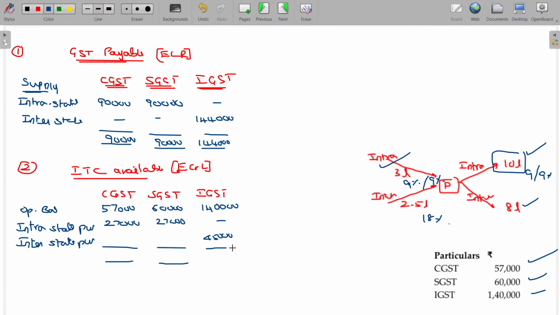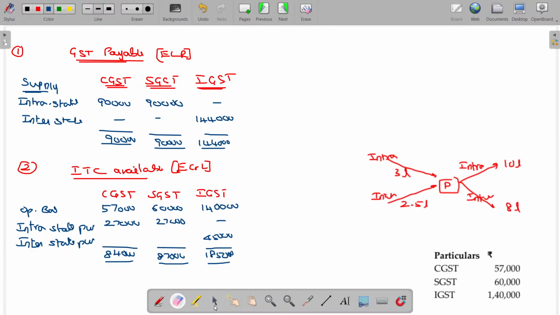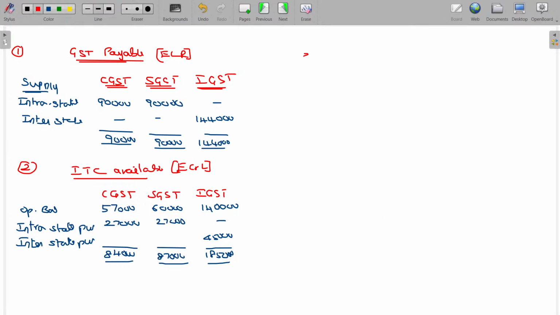What's the value? 84,000, 87,000, 1,85,000. Clear? We got complete details here. Now we have to find out the payment structure. Third step, payment.